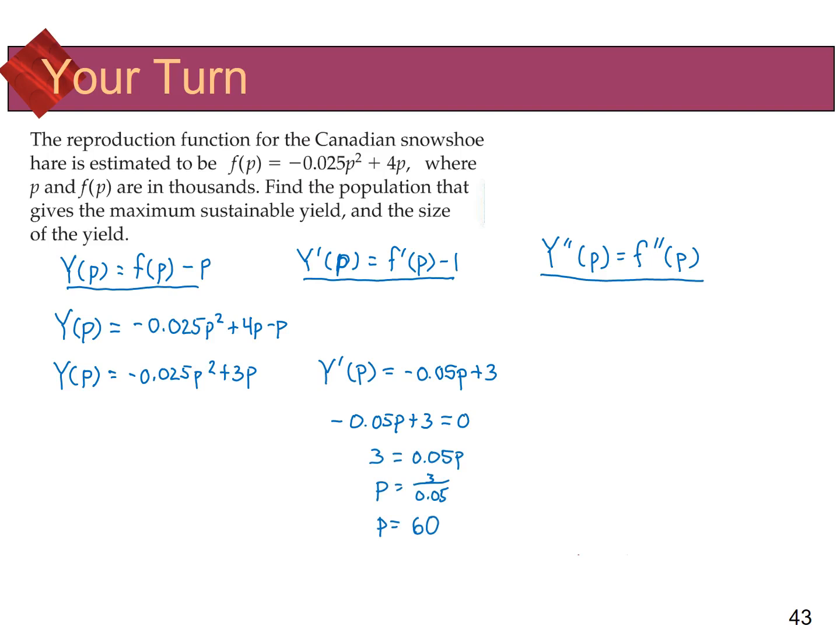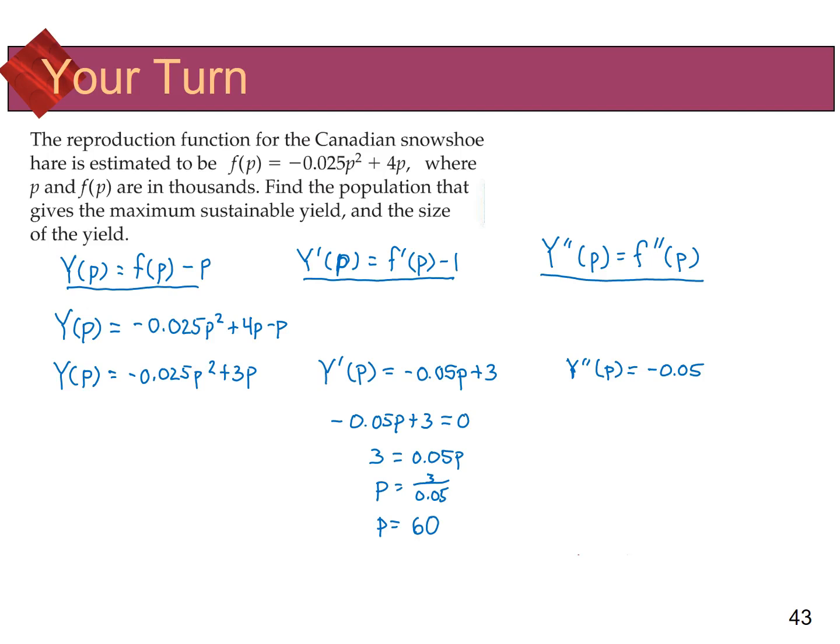Now, just to double check that, when I do the second derivative, I end up with negative 0.05, which means any p-value is going to produce negative 0.05. So here at 60, or anywhere else for that matter, it's going to have a negative value, which means it's concave down, which does mean that I do expect this to produce a maximum at 60.